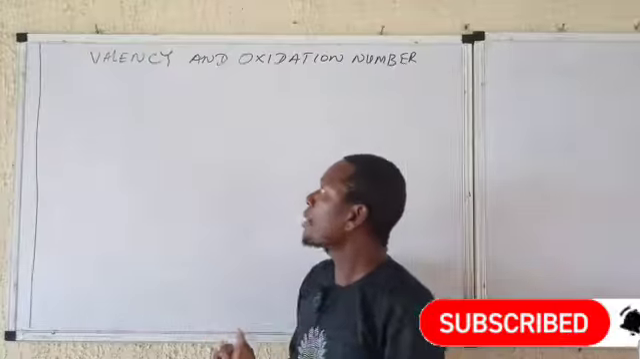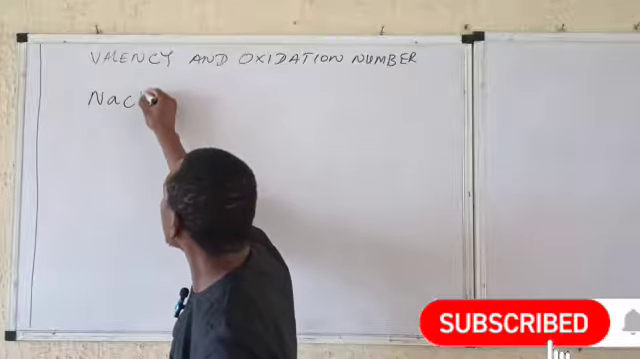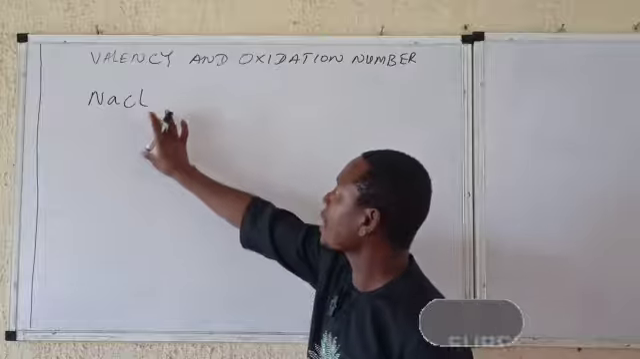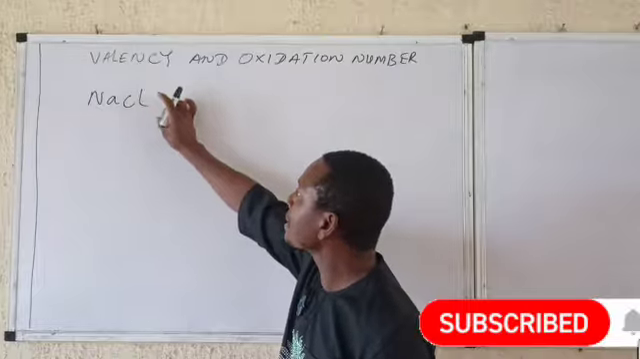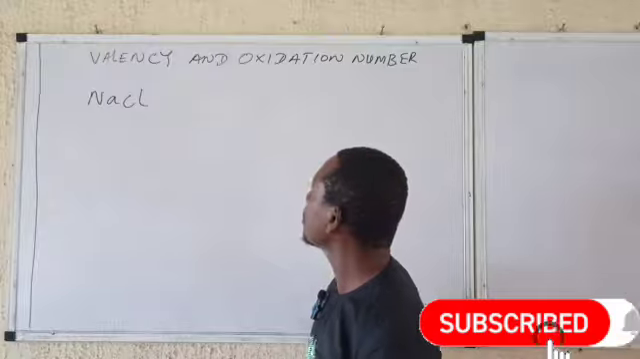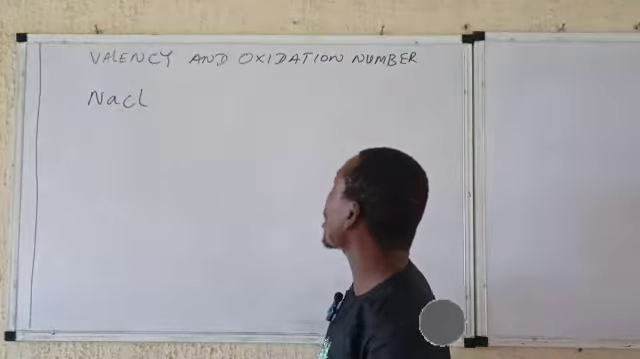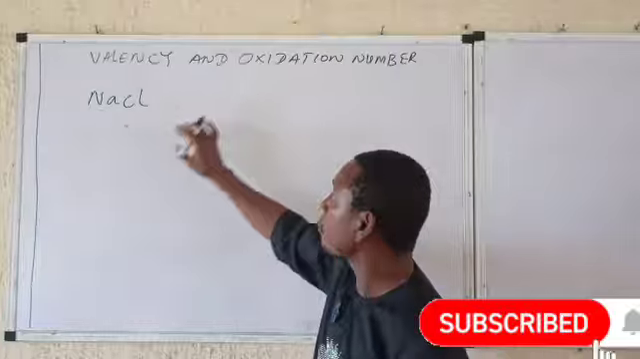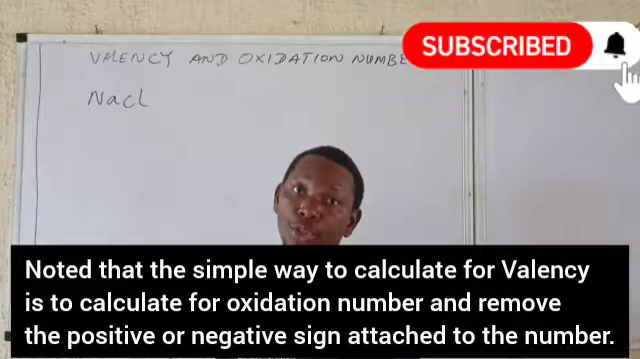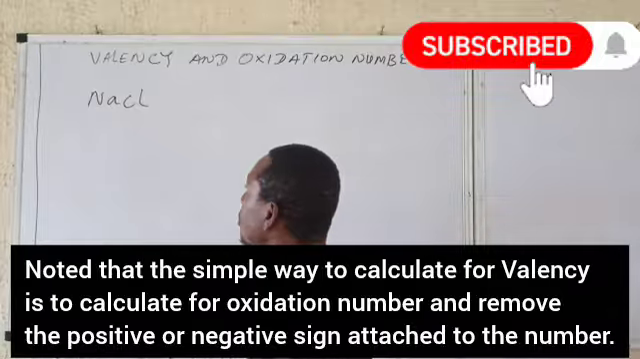Now, let's start with this simple example. This is sodium chloride. If I ask the simple question, what is the valency of chlorine in this compound? And what is the valency of sodium in this compound? I can also ask, what is the oxidation number of chlorine in this compound? And what is the oxidation number of sodium? Let's take a look at how to solve this simple problem.